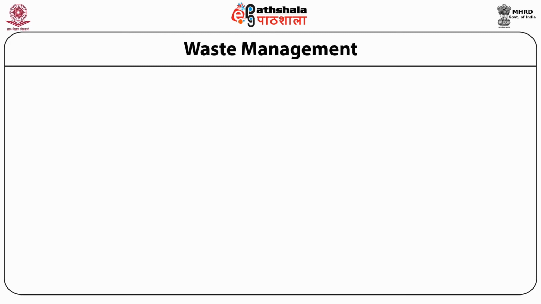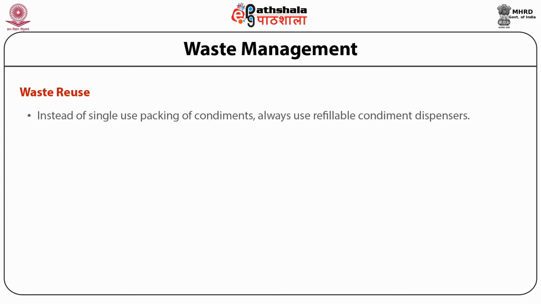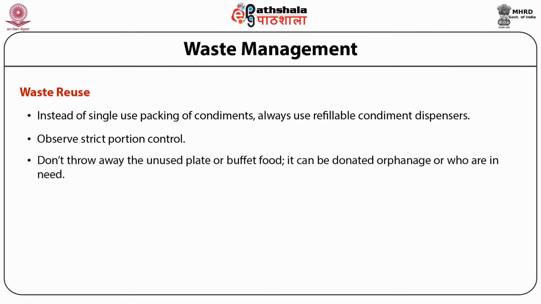The next main point is waste reuse. How can we reuse? Instead of single use packing of condiments, always use refillable condiment dispensers, which you can open, refill, and then put on the table. Observe strict portion control. Don't throw away the unused plates or buffet food. It can be donated to orphanages or those who are in need. Food waste can be used to make manure or animal food.